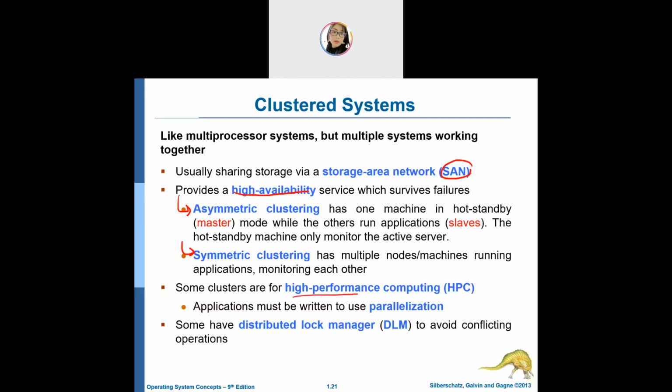Some clusters are used for HPC. Okay, this one we normally use for our computer. That's why you need to learn HPC later on. And it must be written using parallelism. That's why your course will be high performance parallel computing, HPPC. Some have a distributed lock manager, called DLM. Maybe you can try to find where your lock manager is.